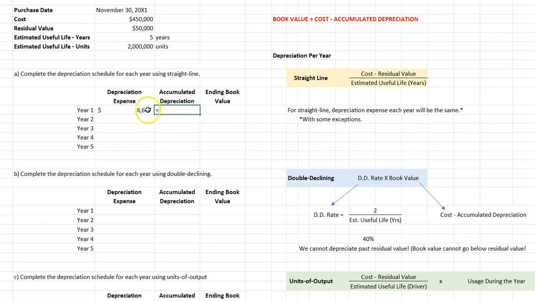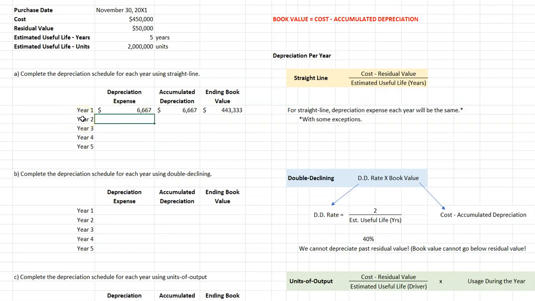That means that I have accumulated $6,667 worth of depreciation. And my book value now is going to use my regular book value formula, which would be cost minus accumulated depreciation.